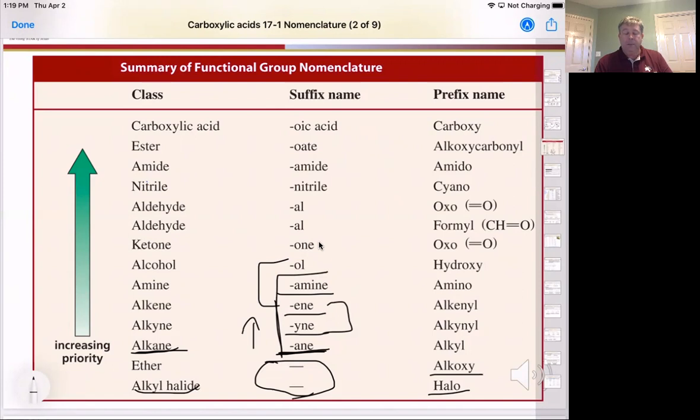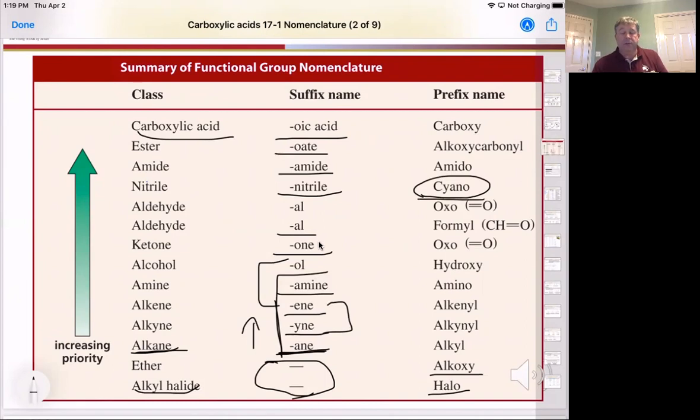Now, the functional group that takes priority above the alcohol is the ketone, and then the aldehyde, followed by the nitrile and amide. Remember, the nitrile is just a dehydrated amide. Then esters are up above that, and then the carboxylic acid derivatives take precedent. So if you have a nitrile on a carboxylic acid chain, it is not changing the parent because it has a lower priority than the carboxylic acid. We have to say that's the cyano-substituent.